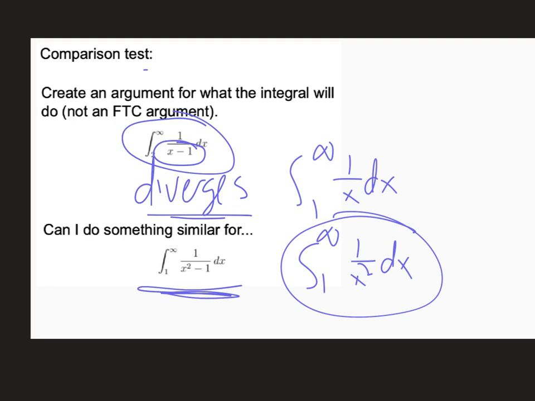So the comparison idea is if you have one that is different, but similar to one that we've already done, in particular if you have kind of a plus and a minus and stuff like that, then you can make some conclusions.